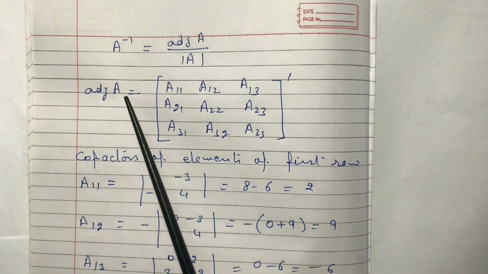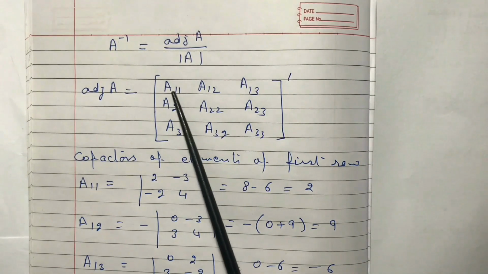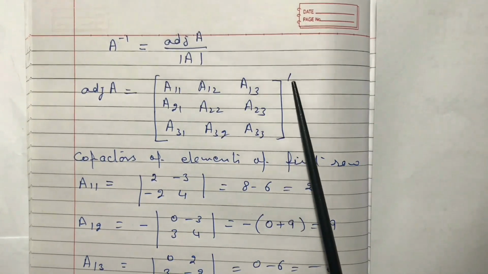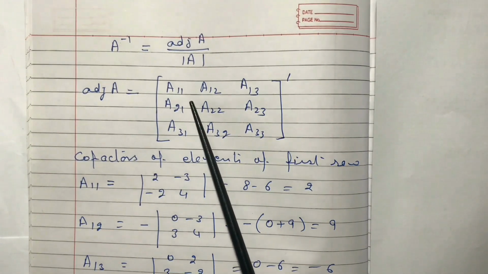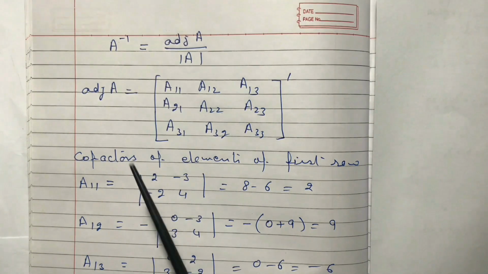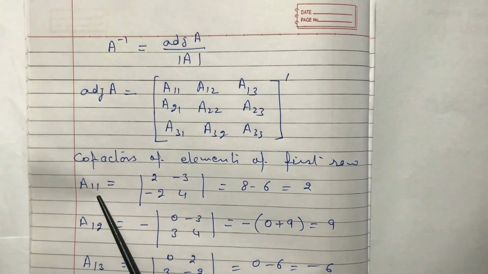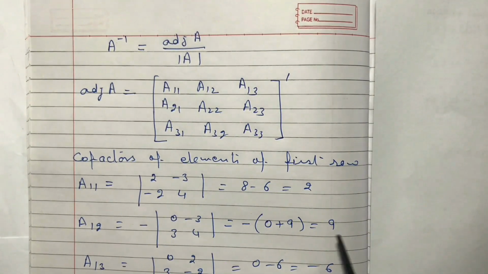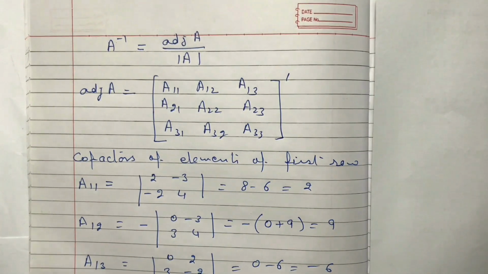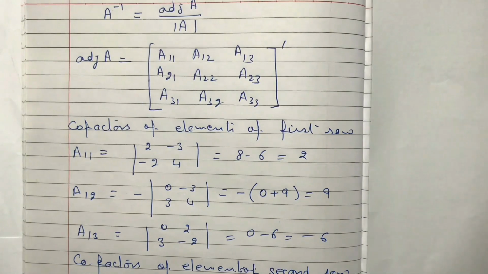Now what is adjoint of A? So this is the matrix of cofactors. You have to find the cofactors, and when we find the transpose of it, we will get the adjoint of A. So our first purpose is to find the cofactors of all the elements of the matrix. Now cofactors of elements of first row, that is A11, that will come out to be 2. A12, that will come out to be -9. A13, that is equal to -6.